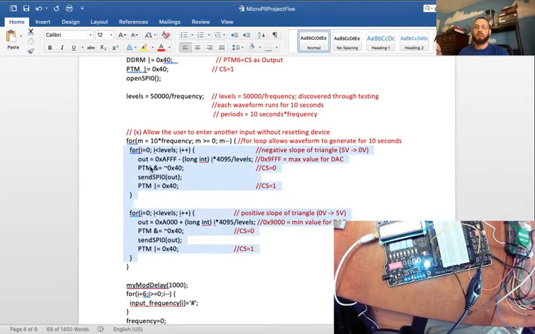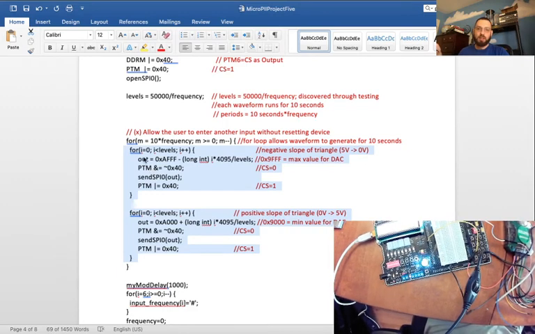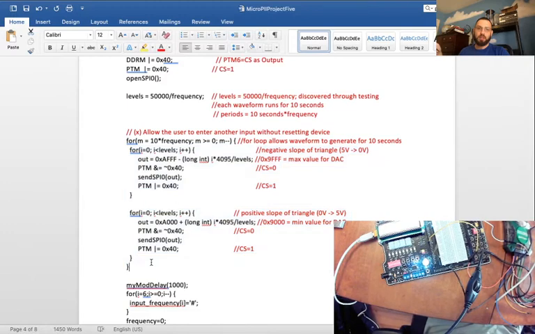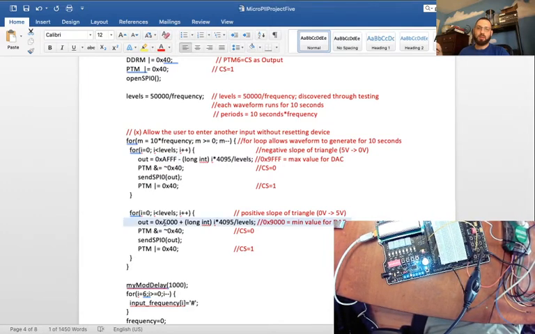So I've adapted this so that we've got 2 for loops to create a single period instead of the 3. So this first for loop creates the negative slope, and the second for loop creates the positive slope. You can see here I've also changed this. This was 9FFF, and I've changed it to AFFF, and this one to A000. So it outputs to DAC B instead of DAC A.